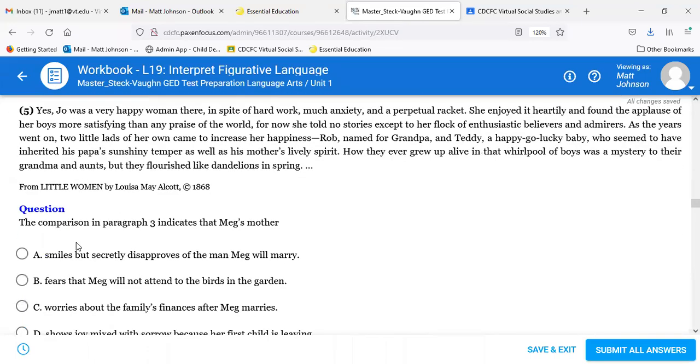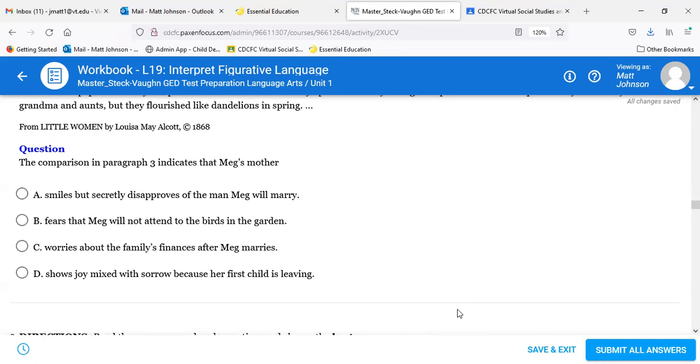All right, number 7, Christiana, could you read number 7 for us? The expression in paragraph 3 indicates that Meg's mother: A, smiled but sincerely disapproved of the man Meg will marry; B, fears that Meg will not attend to the birds in the garden; C, worries about the family finances after Meg marries; D, shows joy mixed with sorrow because her first child is leaving. D.